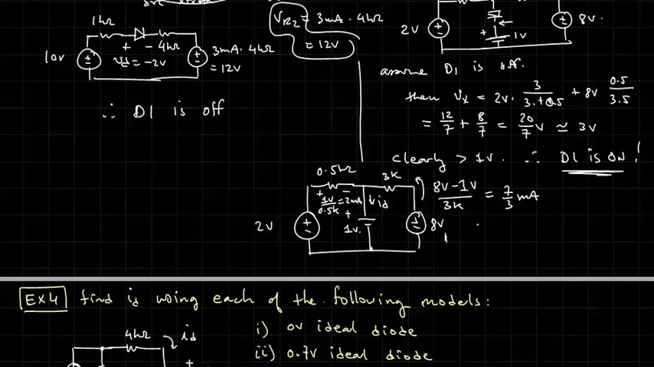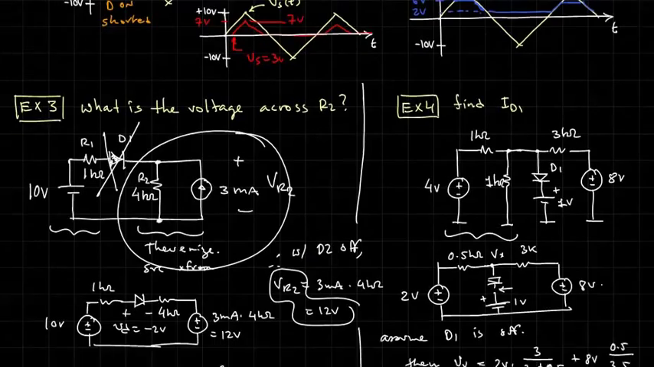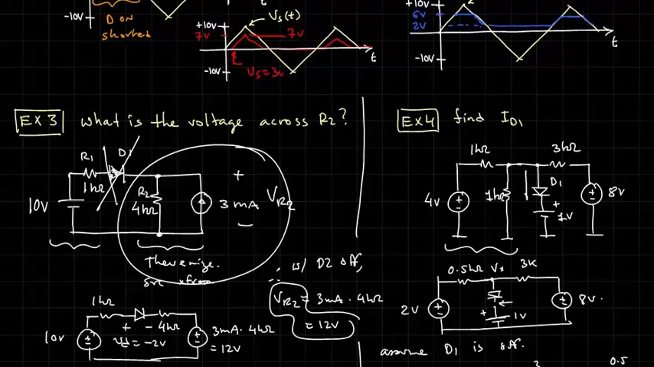Okay, so therefore ID is going to be 2 plus 7/3 of a milliamp, or in other words, 13/3 of a milliamp. Okay, and that is the current flowing through D1.